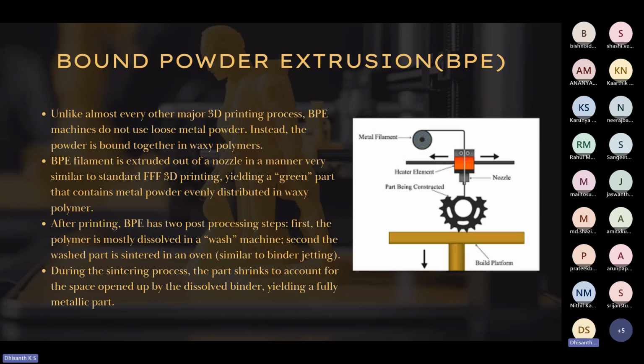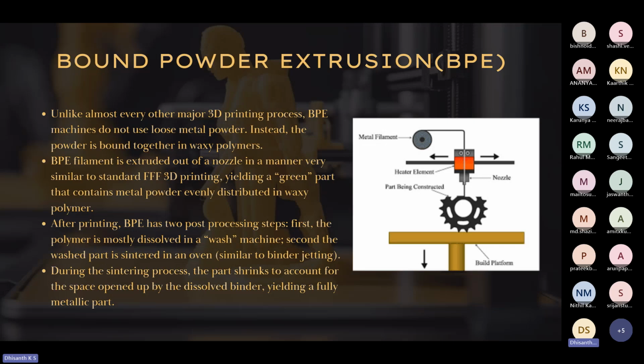There will be polymers present in the filament of the material, right? And it will be removed by washing the model in a solution. Next, the washed part is sintered in an oven. As in binder jetting, the final model is sintered in an oven so that the polymer materials are sintered out and only the metal remains.